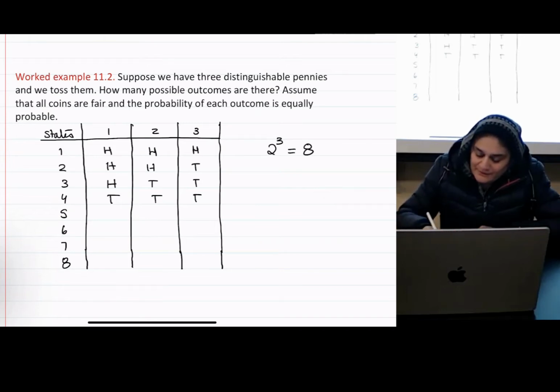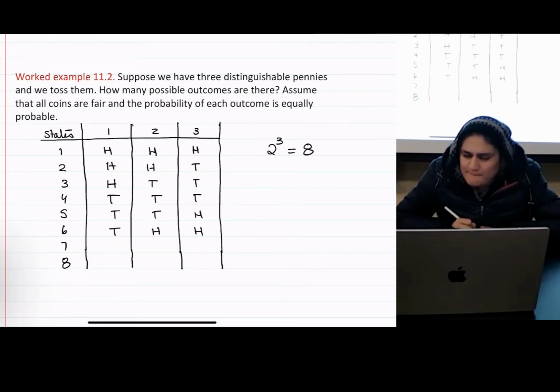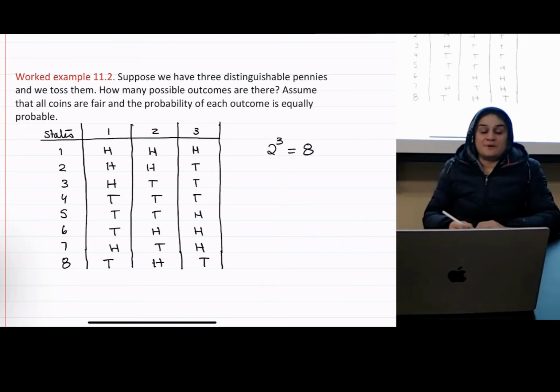Then we do the other way around, right? Tail, tail, head. Then we will have a tail, head, head. And then we will have, wait, what am I missing? Heads, tails, heads, yes. And one more? Head, tail. Thank you. These are all the possibilities, right?